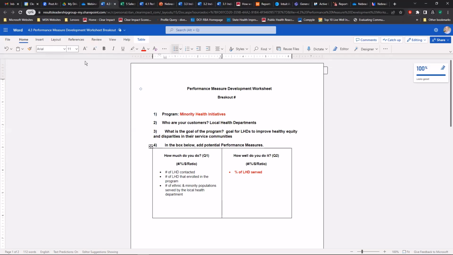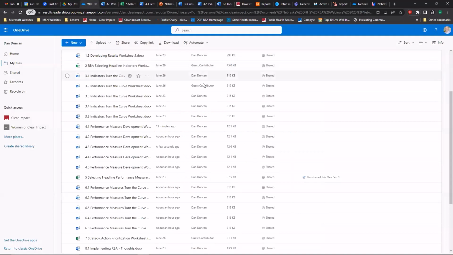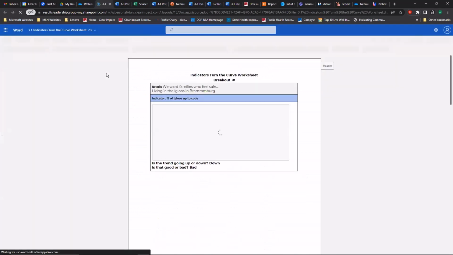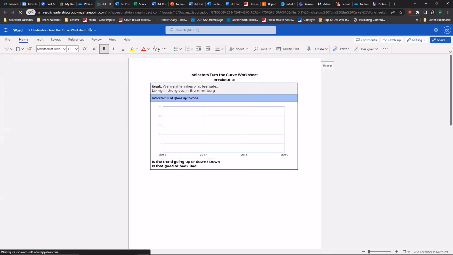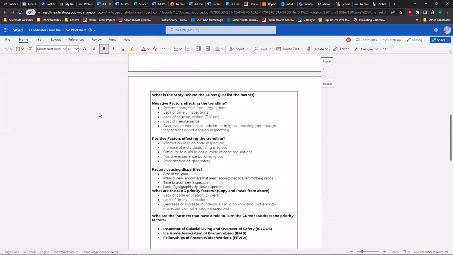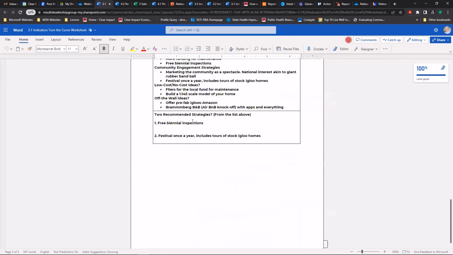which are really about strategy implementation. But what I wanted to show you, going back here, for each of the groups, group 1 and group 2, you did your turn the curve exercise. So I want to make this a little fun. So the igloo group gets to still talk about the igloos. So Alex, I know you're ready for that. What you're going to do is pick one of your strategies you developed, either the free biennial inspections or the festival once a year, including tours of stock igloos. You've got to figure out the goal purpose of either of these, who the customers are, and your performance measures.